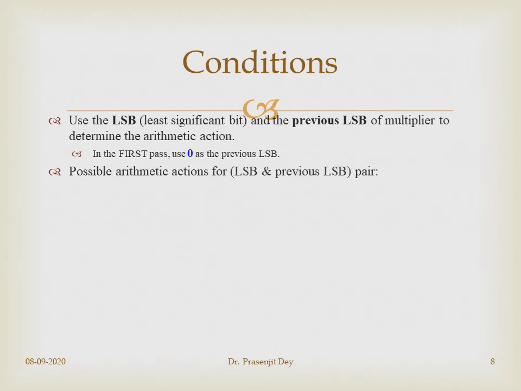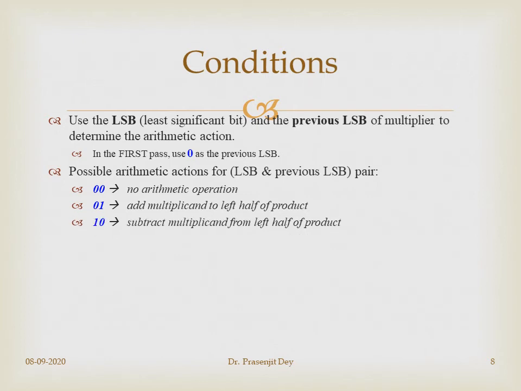Based on the LSB and the previous LSB of the multiplier, these are the arithmetic operations we can perform. If it is 0 0, there is no arithmetic operation. If it is 0 1, we add the multiplicand to the left half of the product. If it is 1 0, we subtract the multiplicand from the left half of the product. And if it is 1 1, we do not perform any arithmetic operation.